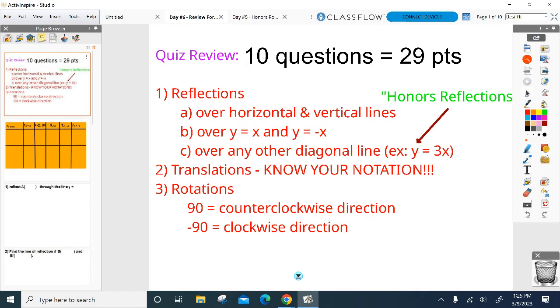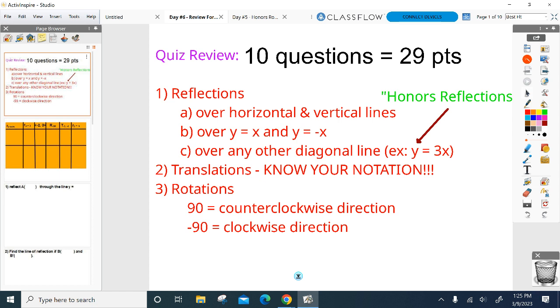Quickly, because I'm not spending too much time here. 10 questions tomorrow, 29 points. Everything we've done so far, including today, will be on there. Reflection: can you reflect over any horizontal or vertical line? So if it's y equals 3, is that horizontal or vertical? If x equals 2, horizontal or vertical? Make sure we know that coming in tomorrow.